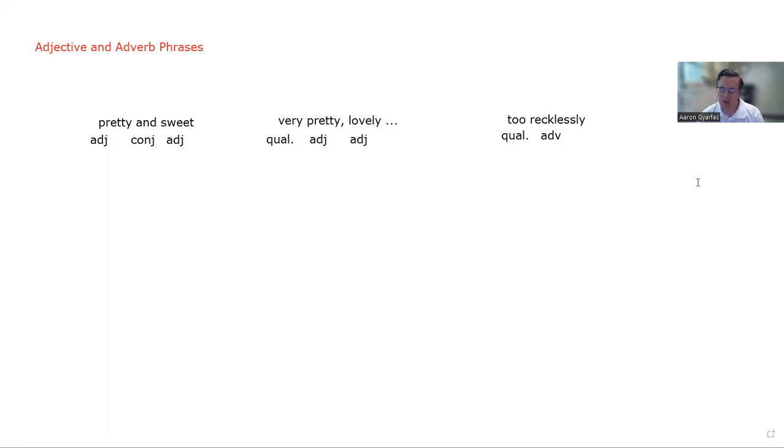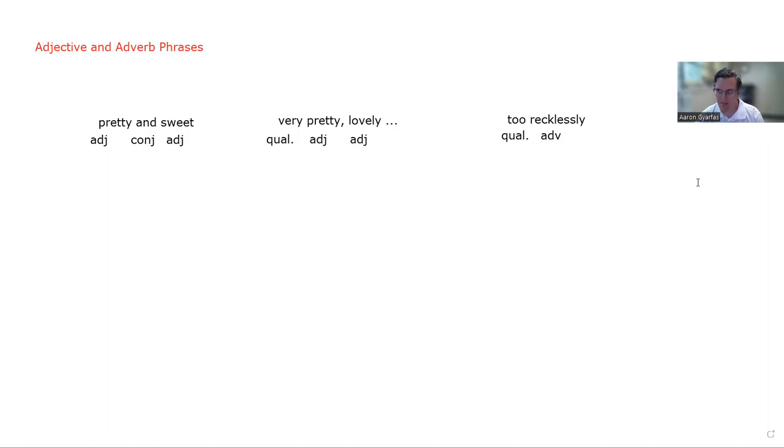The second one, we've got a qualifier, very, two adjectives. So this would be right before a noun or a noun phrase, right? A very pretty and lovely young woman, person, right? A dog, whoever, grandmother. Okay, and then the last one, another qualifier with the adverb recklessly.